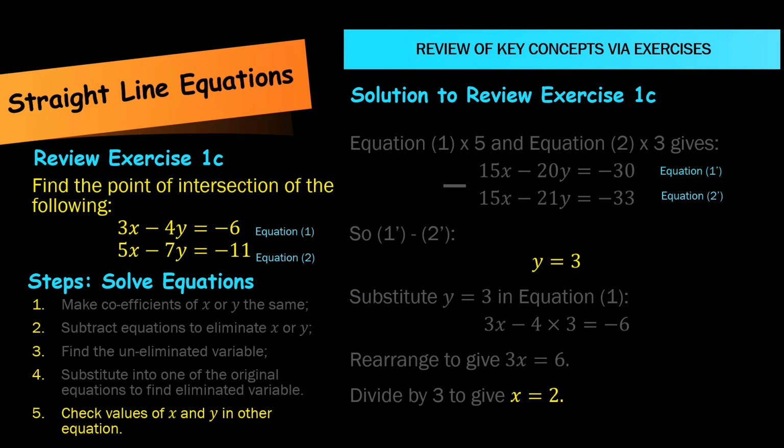And as before, we're going to check the values of x and y in the other equation. So let's use equation 2. And substituting x equals 2 and y equals 3, we do indeed get that the left-hand side equals the right-hand side equals minus 11. Therefore, x equals 2 and y equals 3 are indeed the correct solutions.